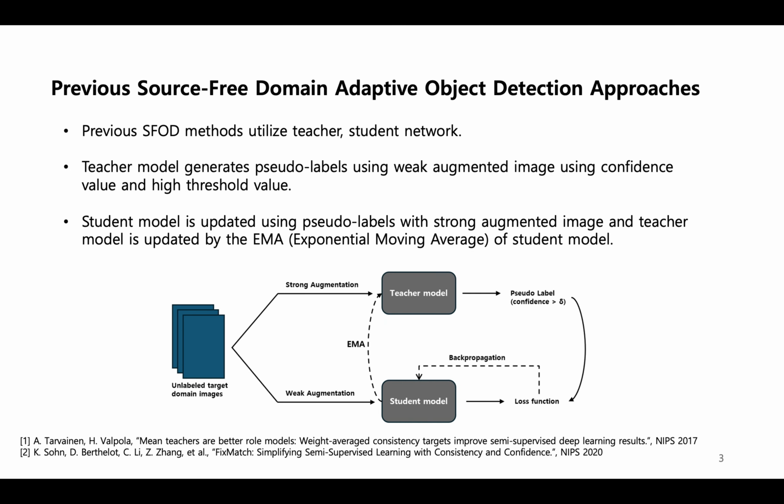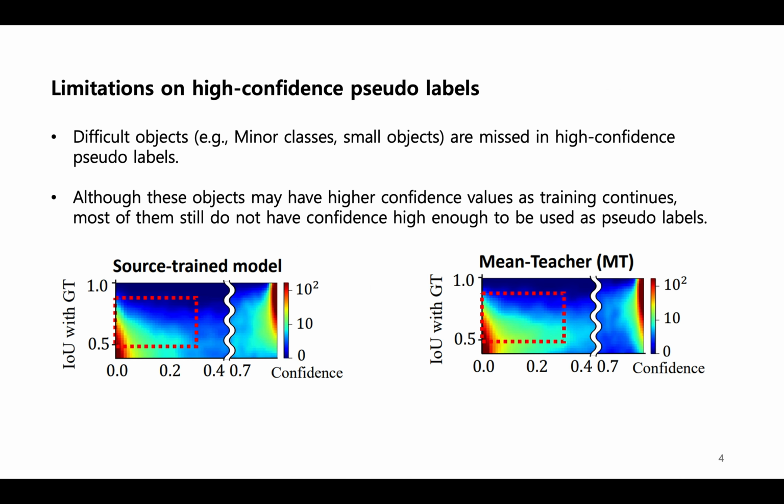A previous source-free domain adaptive object detection method utilizes the teacher-student network, labels with a strongly augmented image, and the teacher model is updated by the EMA of the student model. There are limitations on high-confidence pseudo-labels. Difficult objects such as minor objects from minor classes or small objects are missed in high-confidence pseudo-labels.